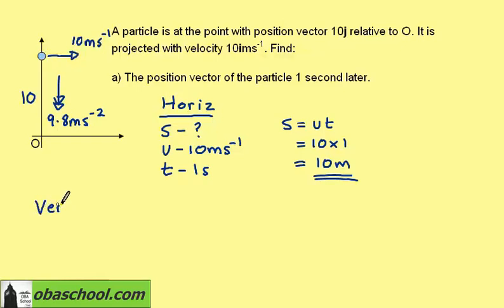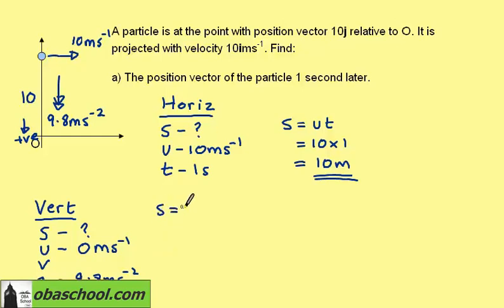Now to collect the vertical information, remember using SUVAT. Taking downwards as positive means that A is positive 9.8 meters per second squared. The time we know is 1 second. The distance we want to know, and since projection is horizontal, U, the vertical velocity initially, is 0 meters per second.